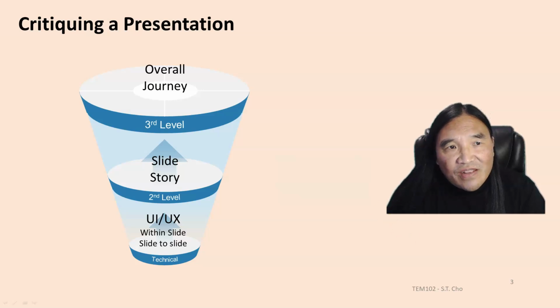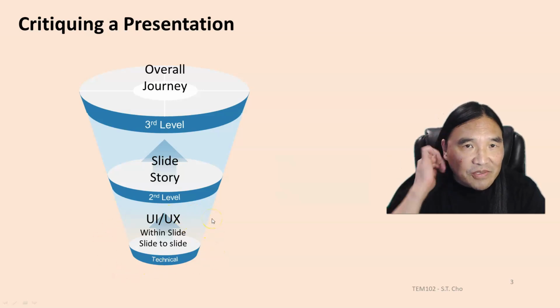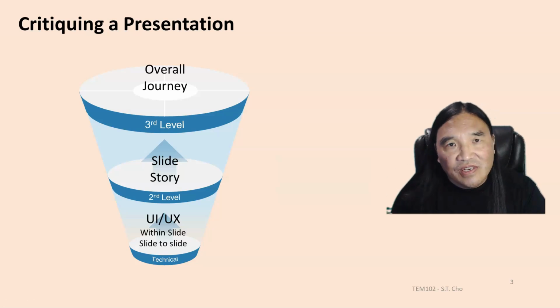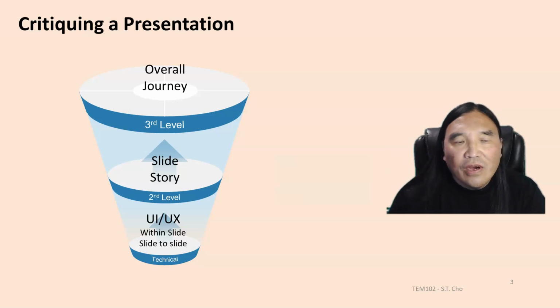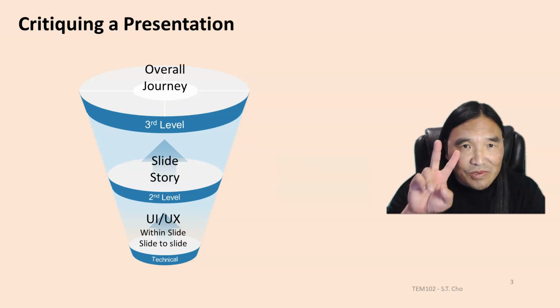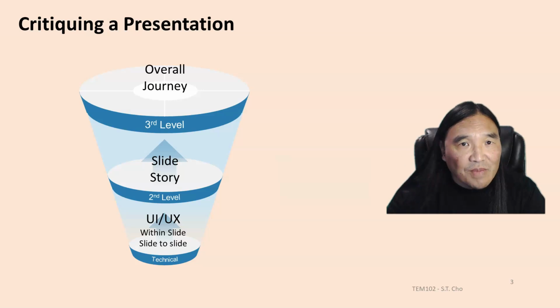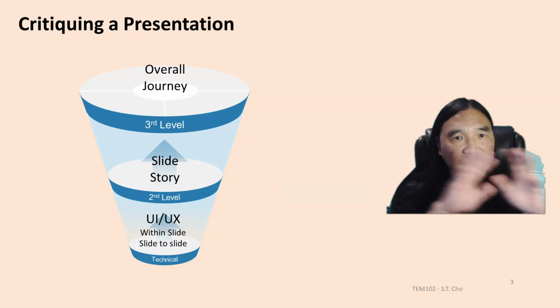When we sit down and critique a presentation, there are three levels. One, within the slide, user experience, user interface. Essentially, in terms of the visuals, does it work? And then looking at slide to slide. Is there transition? Is there a flow? The next level is about your story. And the last is finally the overall journey. Remember, stories do two things for us. One, they have to be memorable. And two, they need to move us from one place to another.